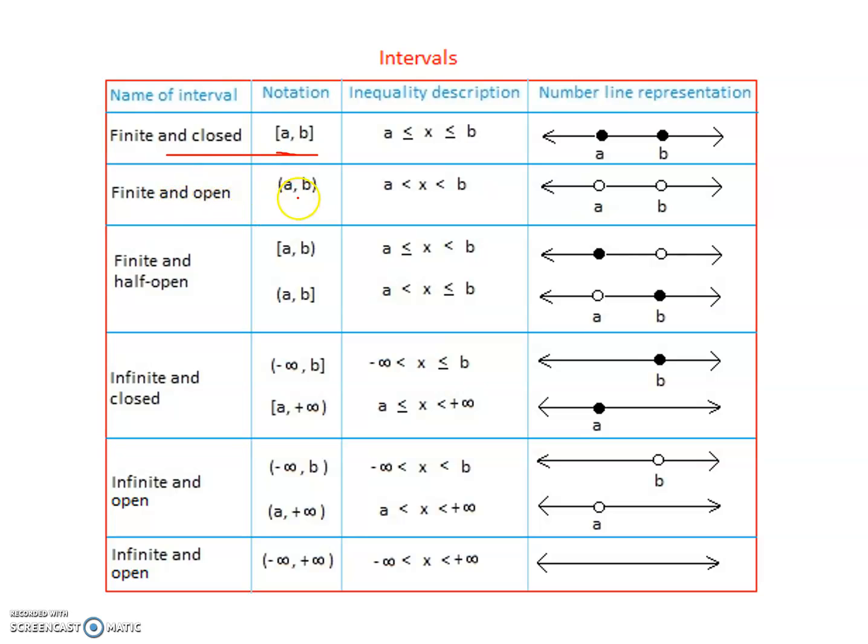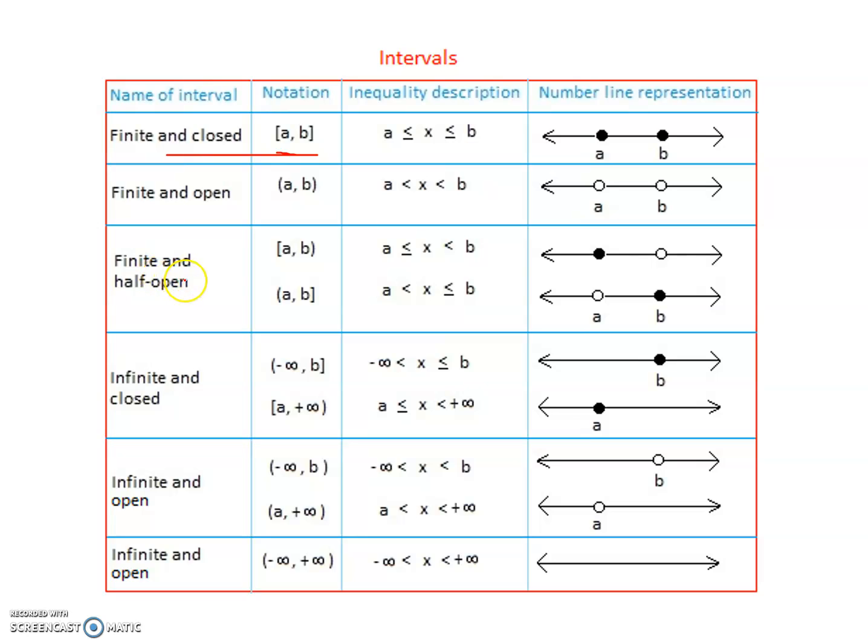Now finite and open: (A, B), A less than X less than B. That means the two end points are not included on the real line. The middle real numbers we have to take.